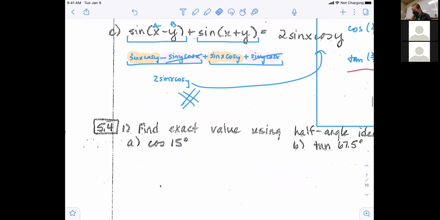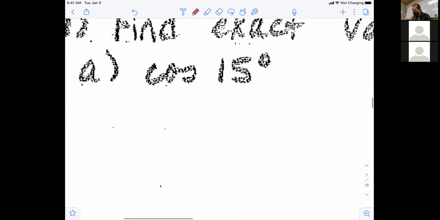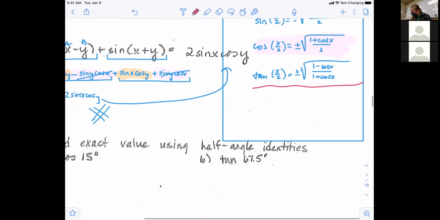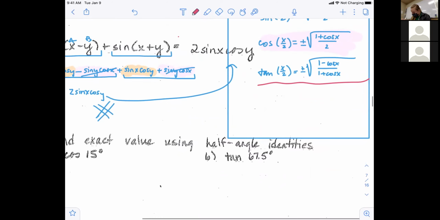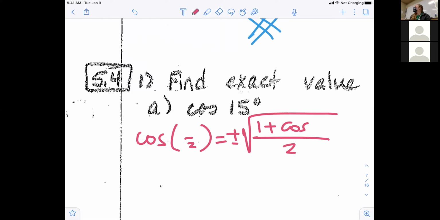So I've got cosine of 15. So I have to use the cosine of x divided by 2. We're just going to see how far we can simplify that down. So my equation was plus or minus the square root of 1 plus cosine of x over 2. Now I didn't fill in for x because it doesn't get to be 15. It has to be whatever divided by 2 equals 15. So what number would that be? 30. Very good. So 30.